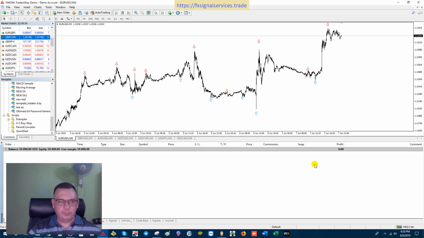To begin with, I'm putting all the major pairs on a 5-minute chart just to show you the movement for this past week, from June 3rd through June 7th. I'm going to start with Euro USD, and we can clearly see that it has been going up steadily this past week. That's because the US dollar has been weakening, and the euro has been gaining as a result.